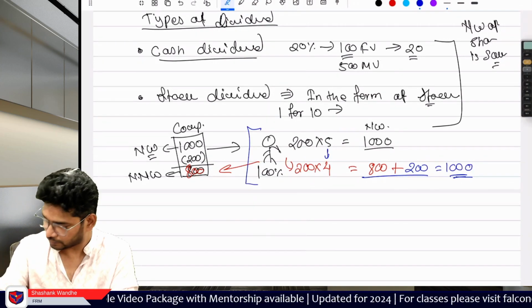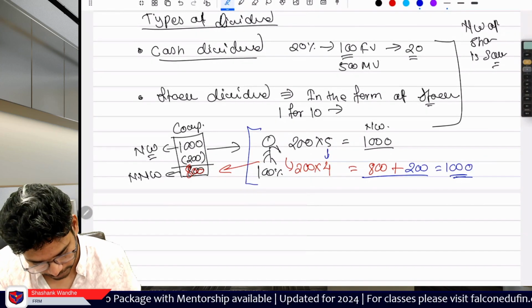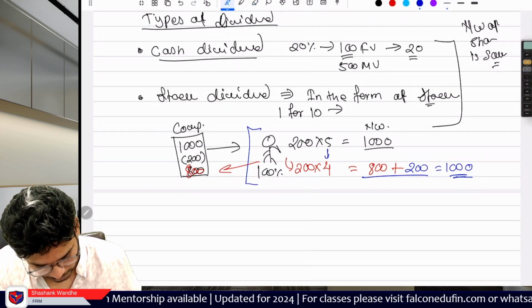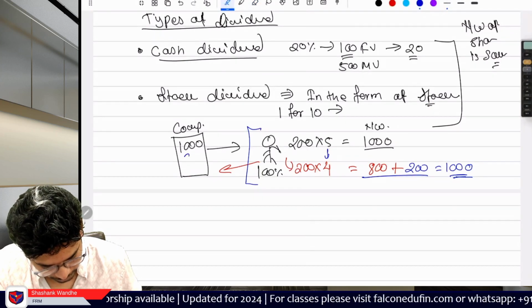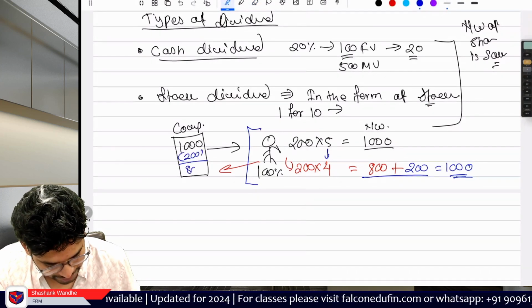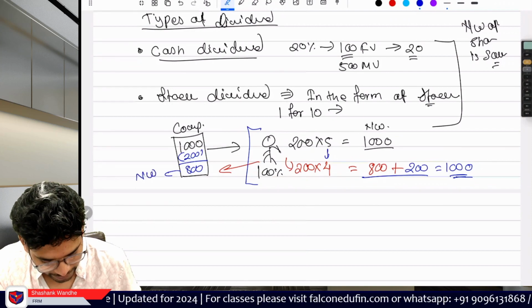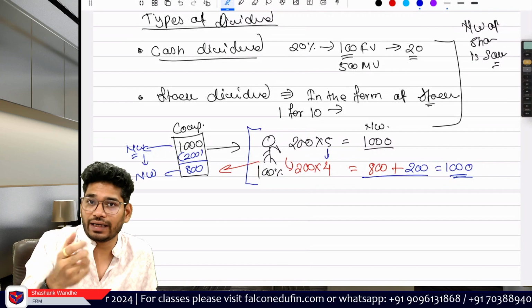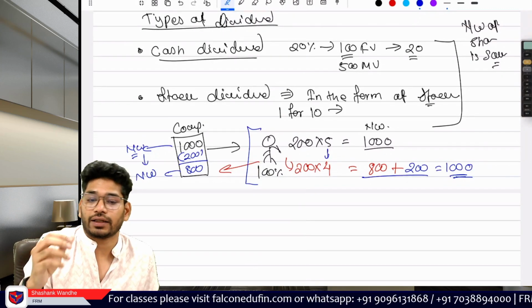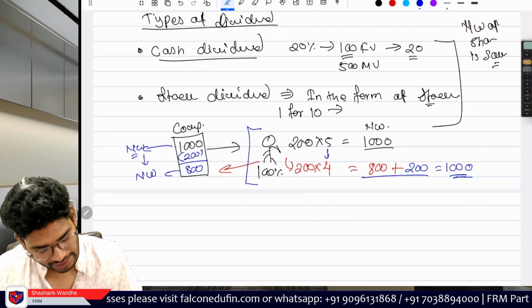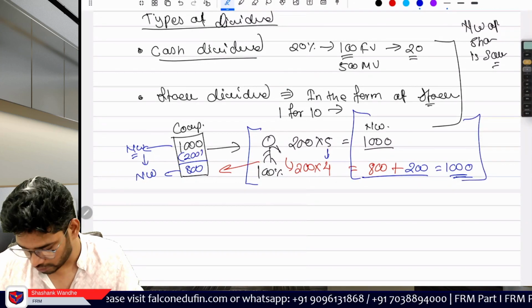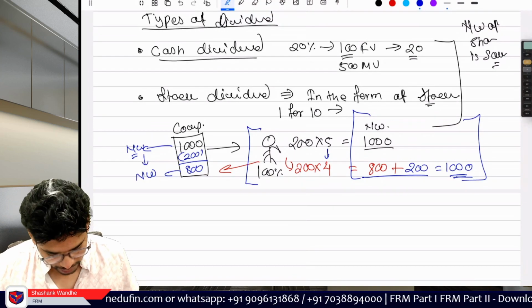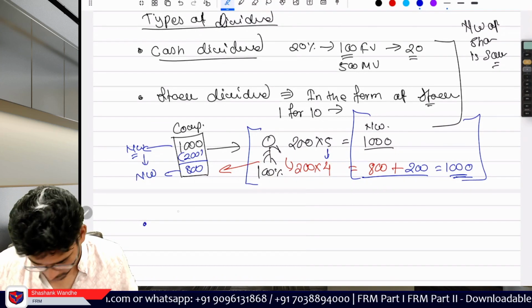Got it? Now, if the company pays the dividend, then the company's net worth will decline. So the company's value will decline after payment of the dividend, but the investor's value stays the same. This is the point you have to remember. Got it. Next point is the stock split.